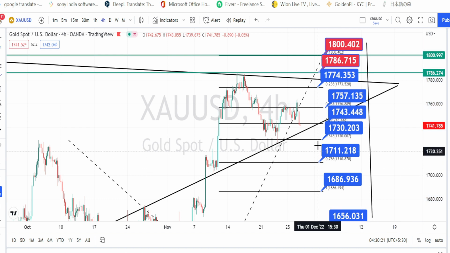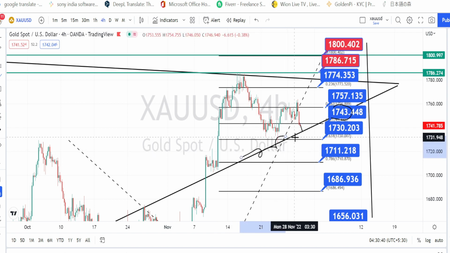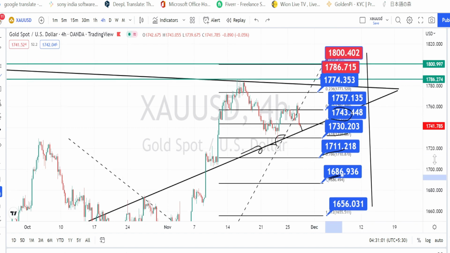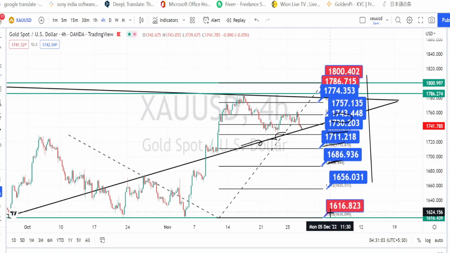And currently the price action is trading between the support level of 1743, and if the price action breaks the support level of 1743 and the trend line or the support line from the 4 hours time frame, we can expect it to take support around the support level of 1730, 1711, 1686, 1656 and 1616. 1616 will be acting as a very strong support level for the current price action in 4 hours time frame.